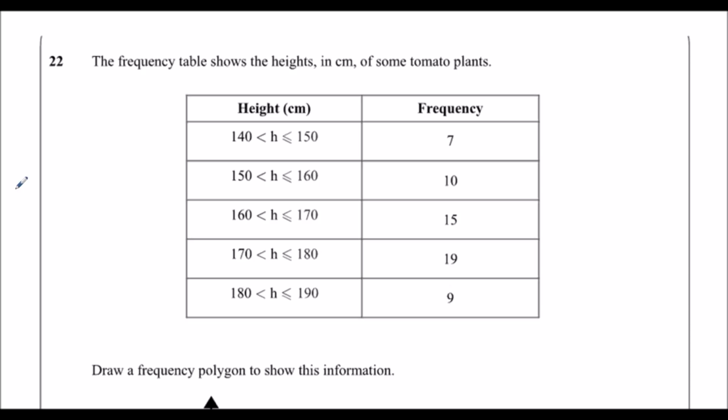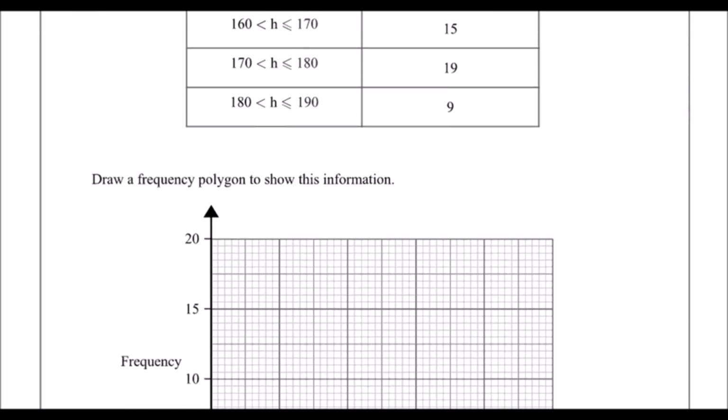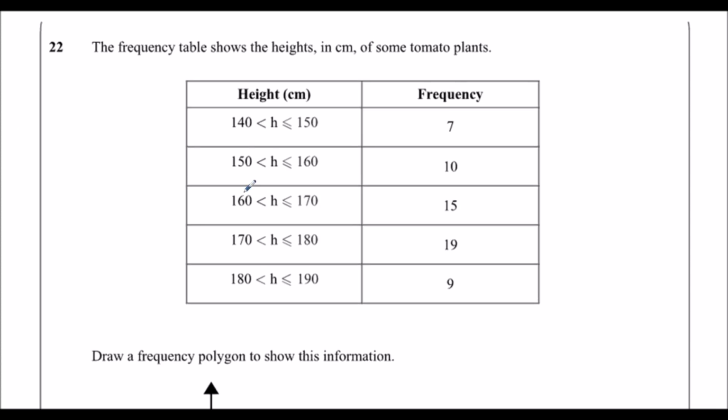Question 22. The frequency table shows the heights in centimeters of some tomato plants. And we need to draw a frequency polygon. With a frequency polygon, we put the midpoint against the frequency. So the middle of 140 and 150 is 145. The middle of 150 and 160, 155. We'll have 165, 175, and 185. That's the middle of all of these ranges.